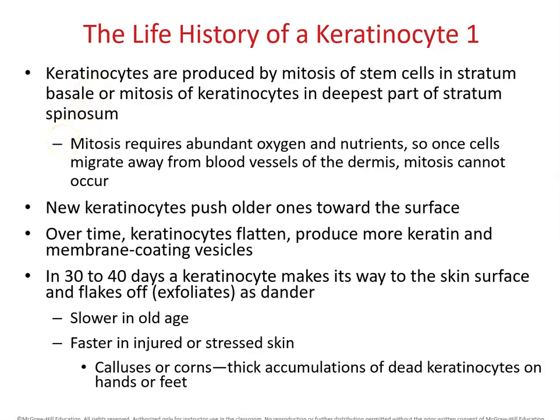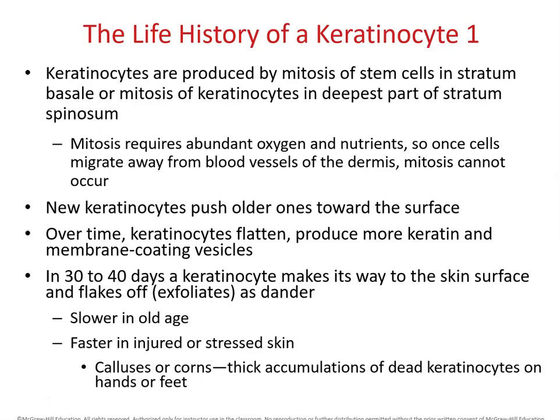Mitosis requires oxygen and nutrients. So as these cells get pushed away from that basement membrane, mitosis is not going to happen anymore. Mitosis happens in the deepest part of the epidermis. So as new keratinocytes form in that deepest part of the epidermis, they push the older ones towards the surface. And over time, the older ones getting pushed towards the surface are going to flatten. They're going to produce more of that tough keratin protein, and they're going to have more membrane coating vesicles.